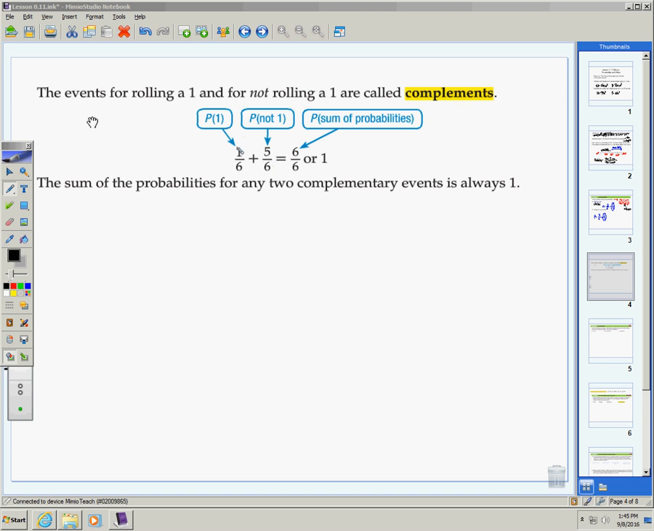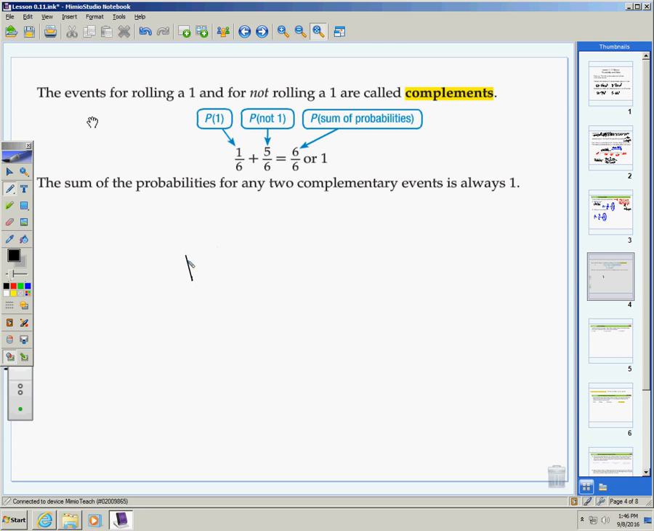And if I add those together, notice we have our common denominator, so we can just add numerators. I would get 6 out of 6 or 1. If you think about this, it actually makes a lot of sense, because a complement is just something not happening. So let's think about an example of, is it going to rain tomorrow?